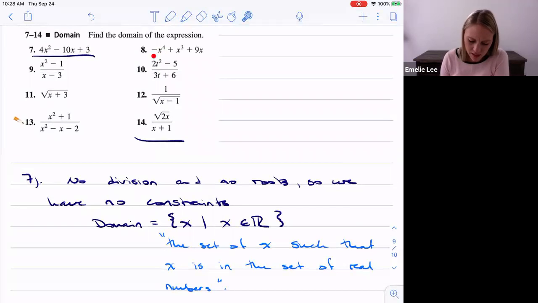Scanning number 8, same thing, no division, there's no roots, so I can have x in the set of real numbers. Number 9, x squared minus 1, there's no conditions here, but I am dividing, so I need to make sure that x minus 3 does not equal 0, which means that x cannot be 3, right?